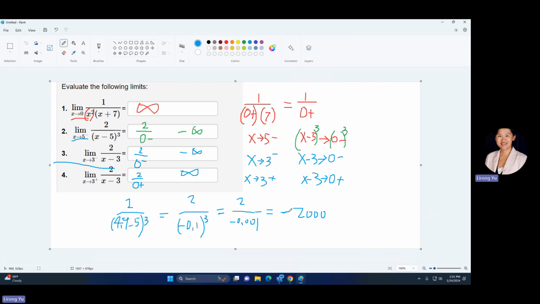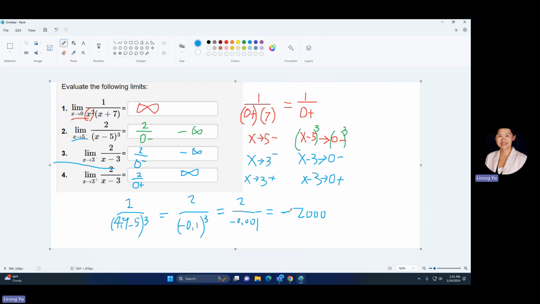Yeah, I think it's because of the power 6. It doesn't matter whether x approaches 5 from either side, because the power is 6, the denominator is guaranteed to be positive. So the numerator is positive, and the denominator, with the power 6, is guaranteed to be positive. So it's positive infinity no matter what.